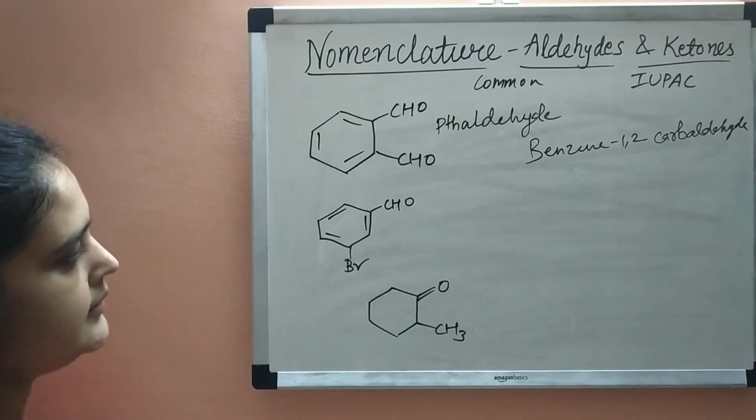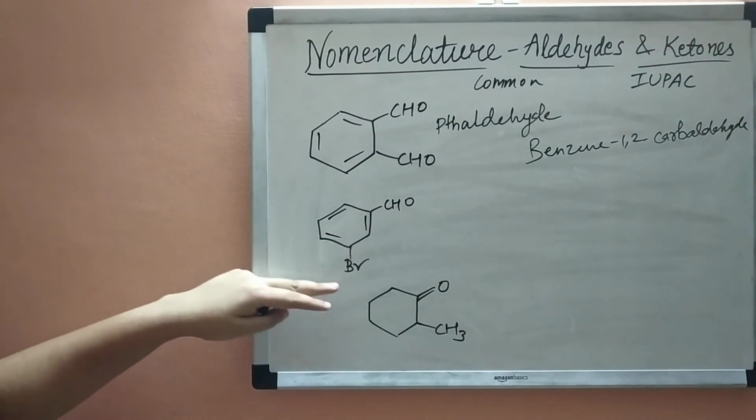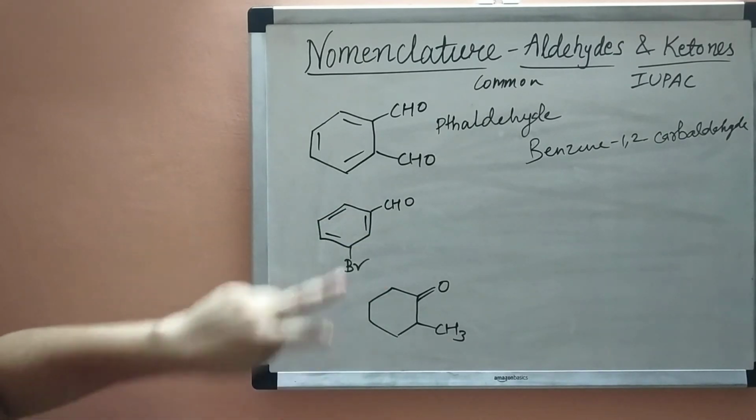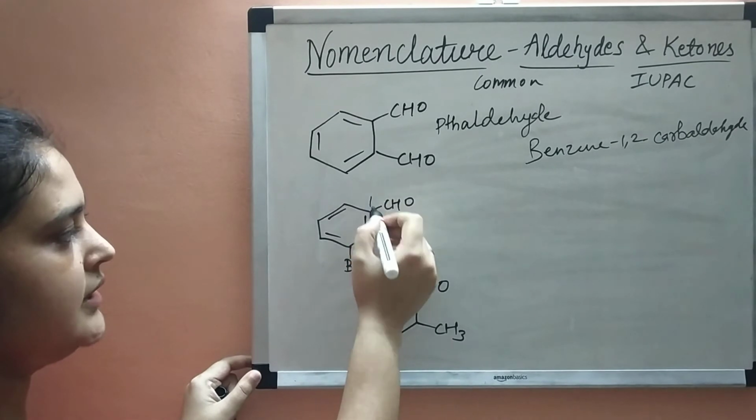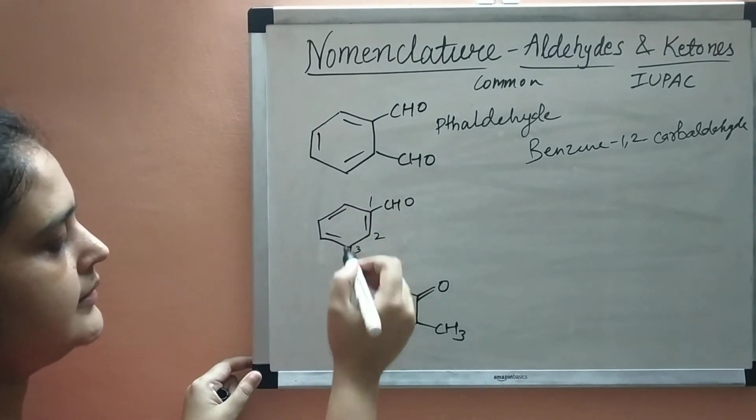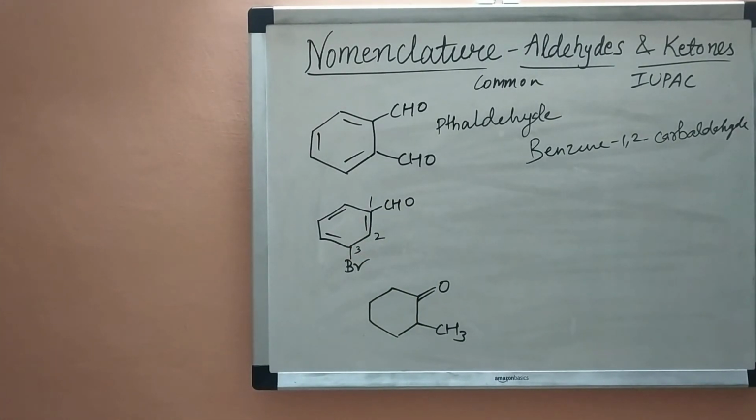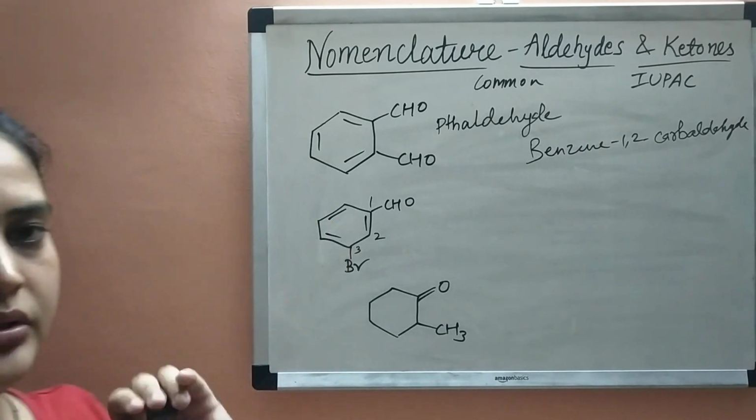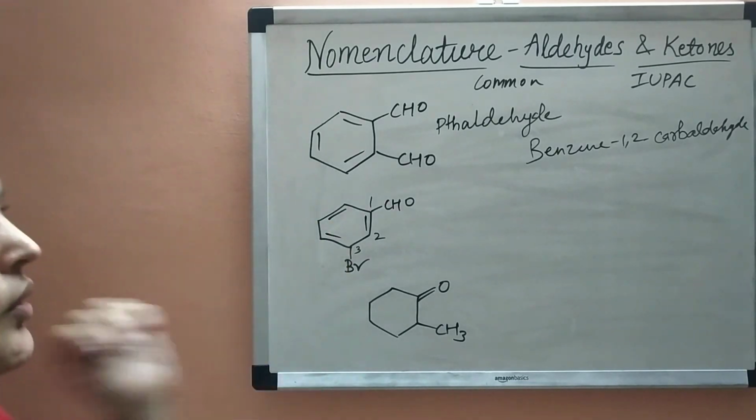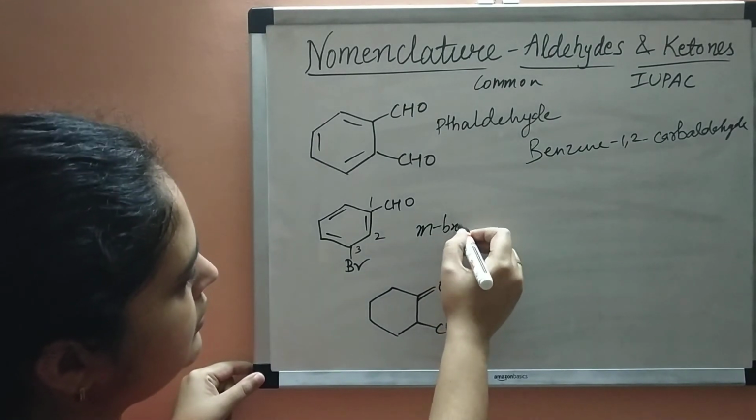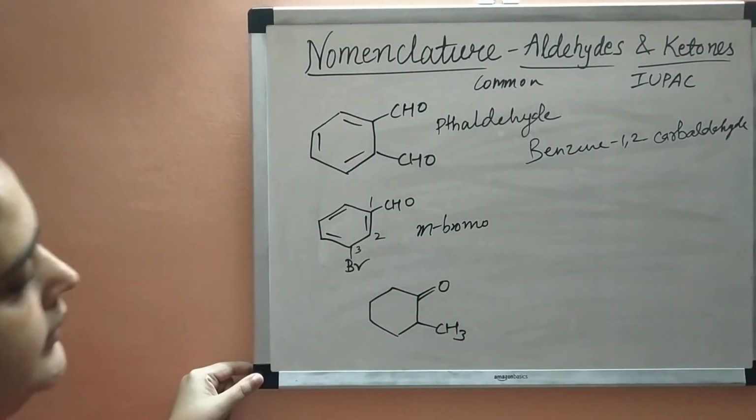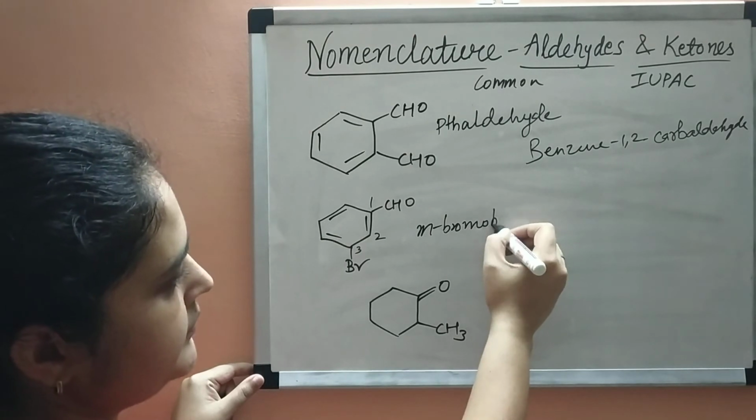Now next, here there is a bromine group and an aldehyde group and a benzene ring. So first of all, this is the first carbon, this is the second carbon, and this is the third carbon. And now the third position is also known as meta position. So in the common name it will be named as meta-bromobenzaldehyde.